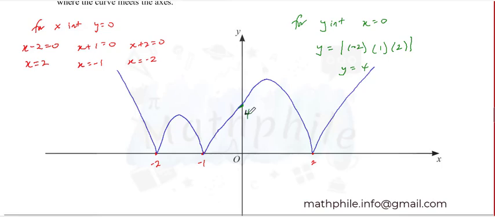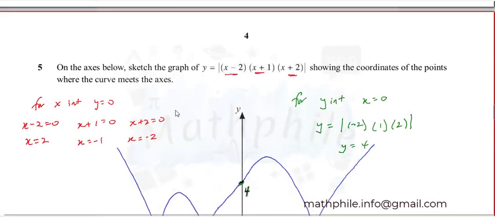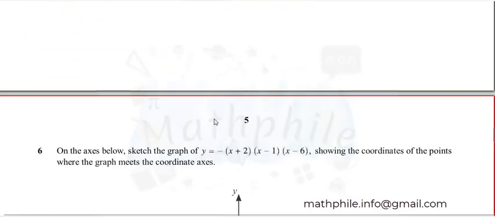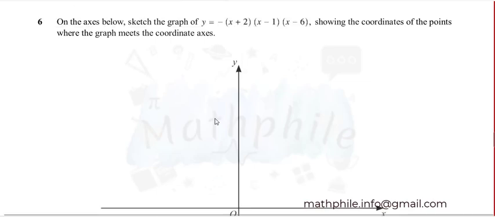At least we are showing the vitals, that is the y-intercept and the x-intercept, and also the look of the modulus cubic curve. Okay, so that is the fifth question. And the sixth question, this is quite an interesting question. You have to be very careful about this negative because it's going to determine a lot of things in the question. For starters, it's going to determine the orientation of the curve.